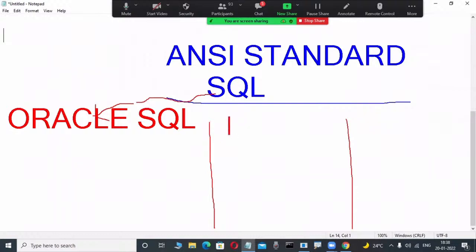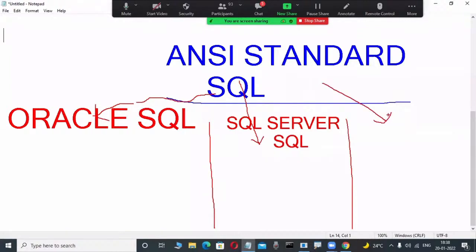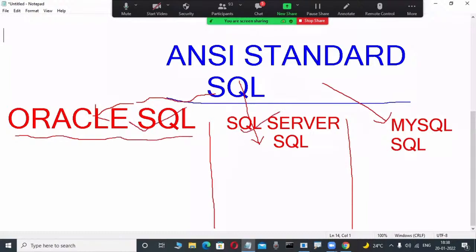Again, observe here. SQL Server, a Microsoft product, created their own SQL from this ANSI standard, which is called SQL Server SQL. Again, MySQL created their own SQL language from this ANSI standard, which is called MySQL SQL. That's why in our class we are learning Oracle SQL. These SQL languages are conceptually the same. Conceptually means table, view, procedure, function, trigger, package are there in Oracle SQL.